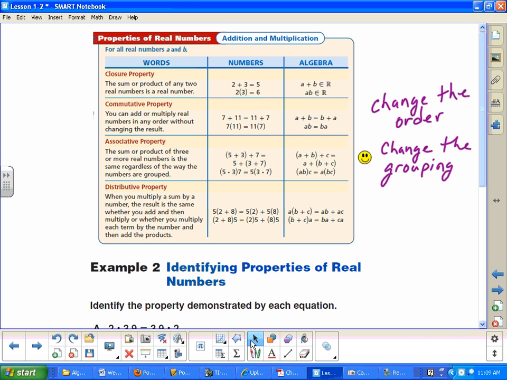And then the last one is the distributive property, which we use all the time. If I have a number on the outside of the parentheses, I multiply it by each individual thing on the inside of the parentheses. So 5 times the quantity 2 plus 8 is the same as 5 times 2 plus 5 times 8. And it doesn't matter whether it's on the left side of the parenthesis or the right side, it still means the same thing.